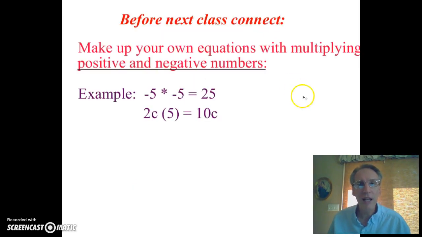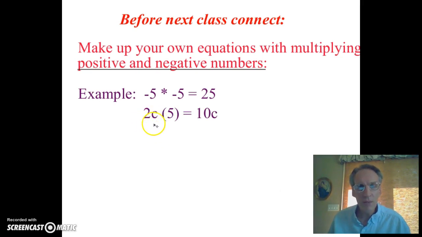So for the next Class Connect, I want you to make up your own equation with multiplying positive and negative numbers. For example, negative 5 times a negative 5 gives me a positive 25. So make up your own numbers. Instead of using an X, I want you to use an asterisk, or you can use parentheses. And you can throw in some variables too. Try and make up your own little equation.